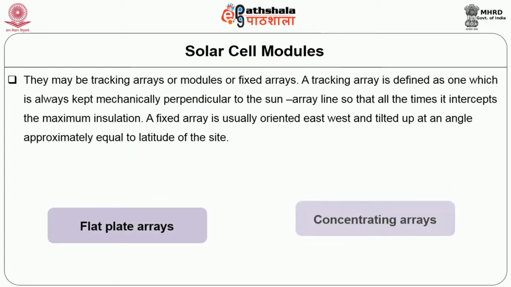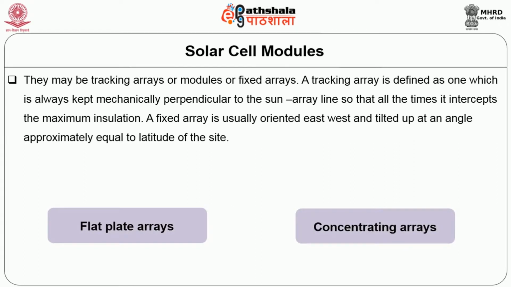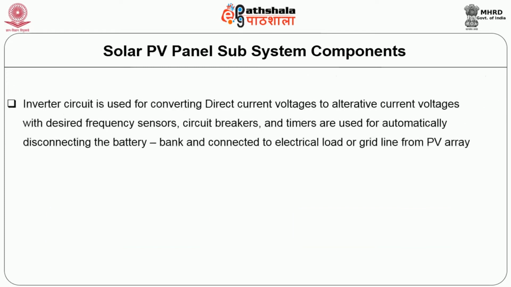Solar cell modules. They may be tracking arrays or fixed arrays. A tracking array is defined as one which is always kept mechanically perpendicular to the sun's rays so that at all times it intercepts the maximum insolation. A fixed array is usually oriented east-west and tilted at an angle approximately equal to the latitude of the site. Types of fixed arrays are flat plate arrays and concentrating arrays.